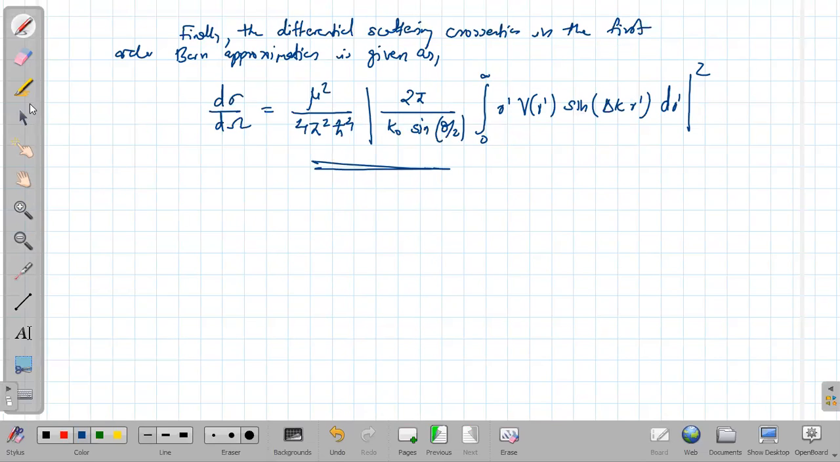Okay, so we have got a very convenient expression for the differential scattering cross section. So once you know the form of the interaction potential, we can calculate the differential scattering cross section at the different angles theta phi, using this expression. Okay, so with this, we are stopping the discussion about the first Born approximation. So in the next class, our next discussion would be the validity of the first Born approximation.